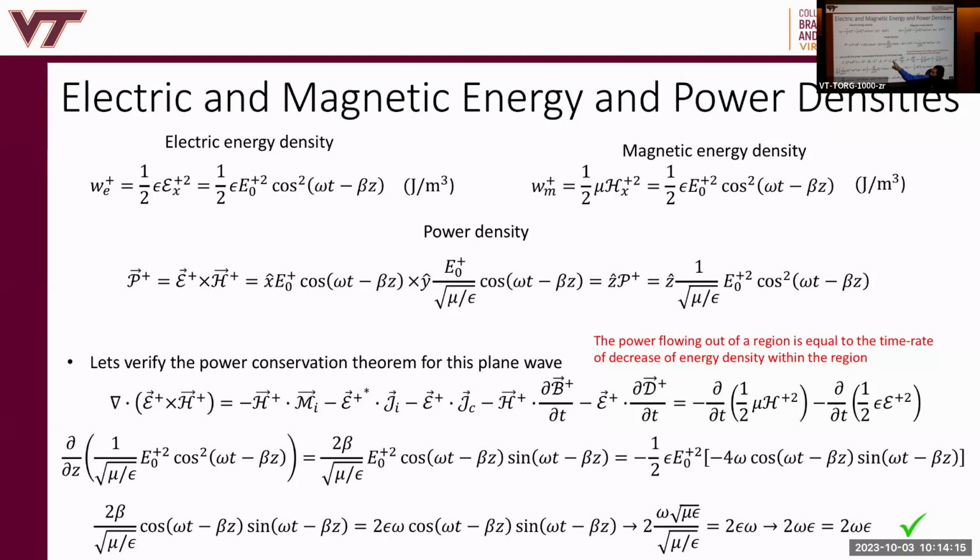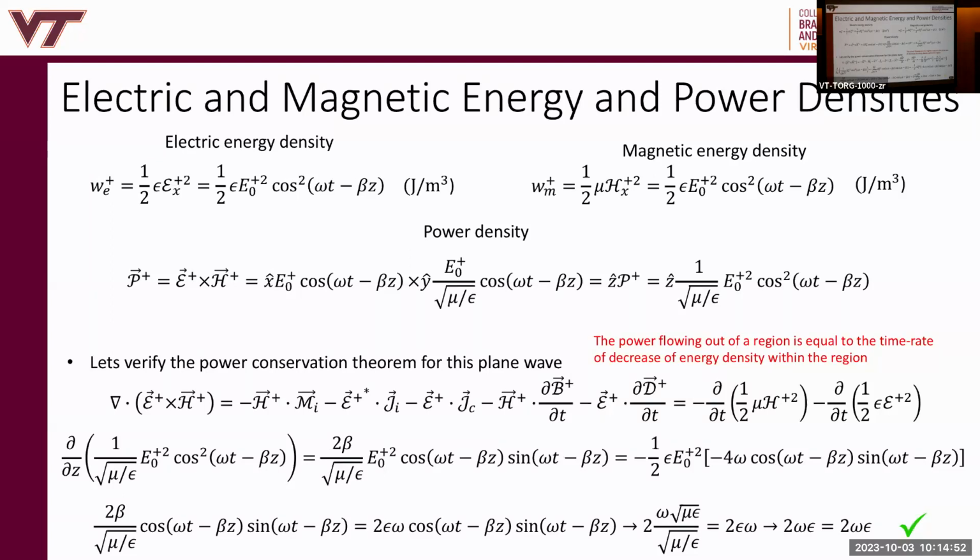There's no loss, so the conductivity is 0. This term goes to 0, this term goes to 0, that term goes to 0. You just have these two terms. And then we have B equal to mu H, so mu can come out. Then you have H dotted with partial H, and you can write that as minus partial by partial T of 1/2 mu H squared. If you do the product rule on this, then you end up with the same term, right? And then you have this term.